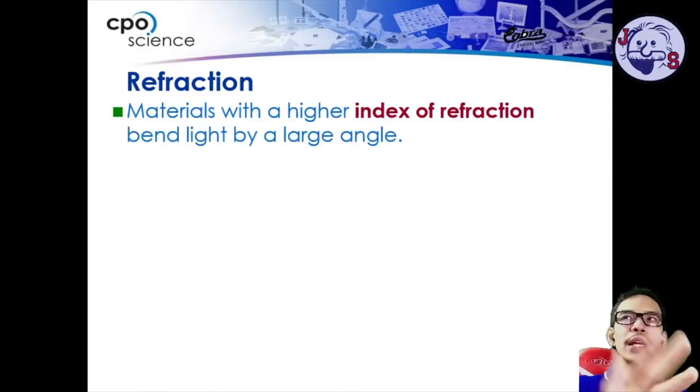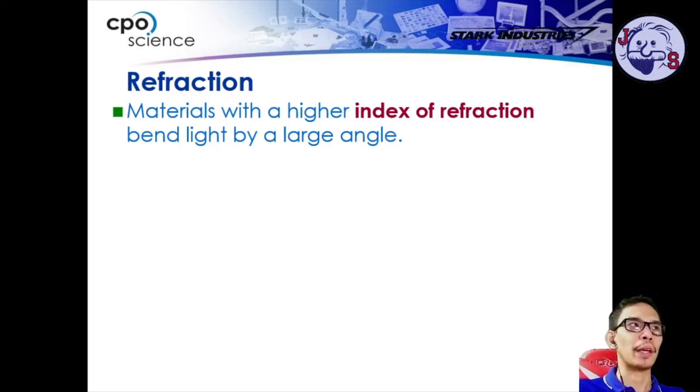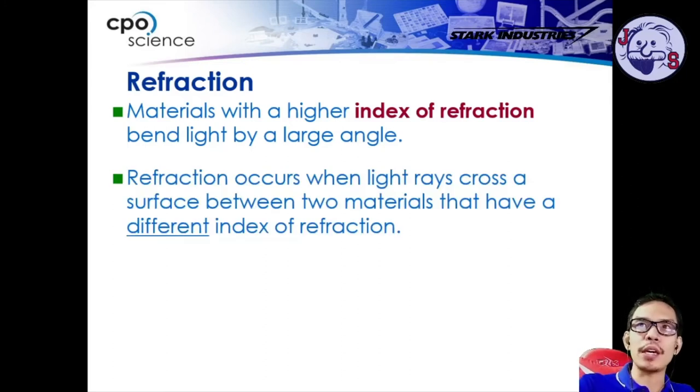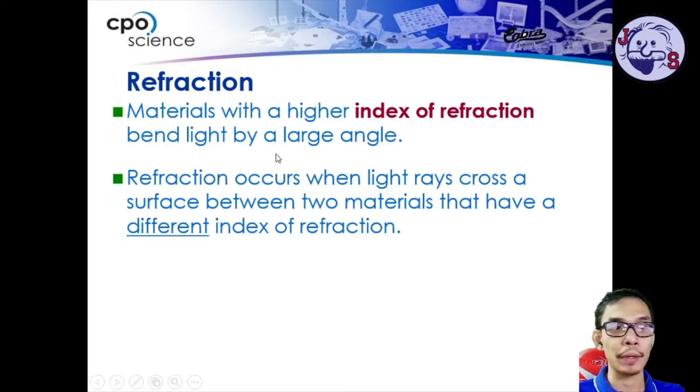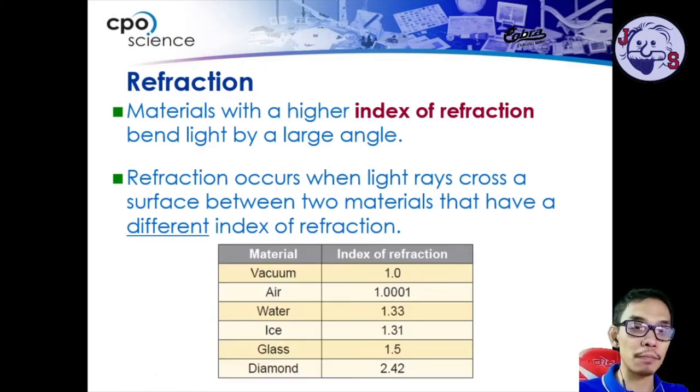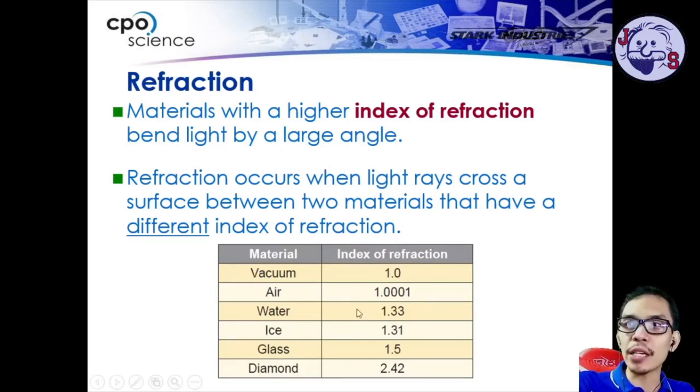So materials with higher index of refraction bend the light at a larger angle. Always take note of that one. Next, refraction occurs when light rays pass between two materials that have two different indices of refraction. Always take note of that one. These are certain materials where you can find certain indices of refraction, and you can use this to bend light. The largest is the diamond and the lowest is the air.